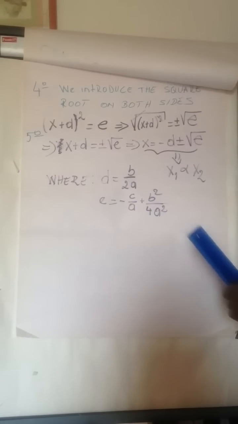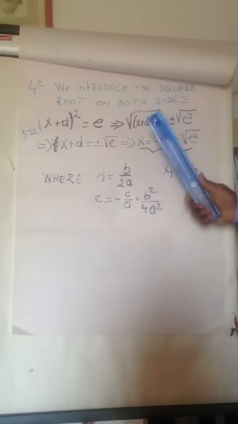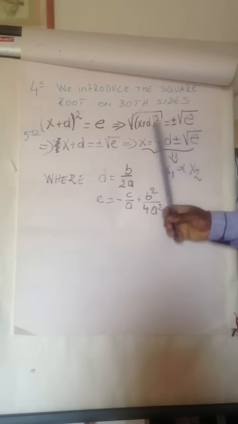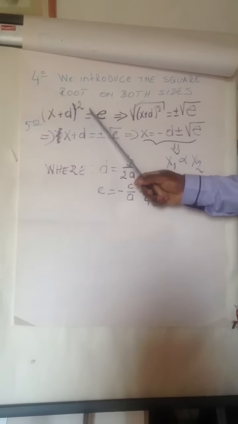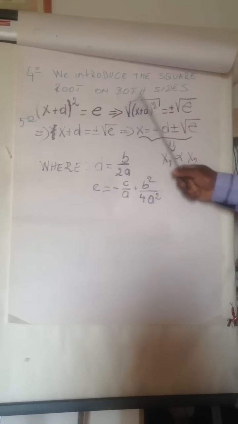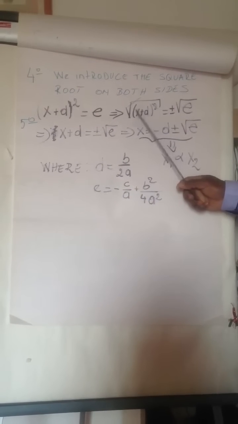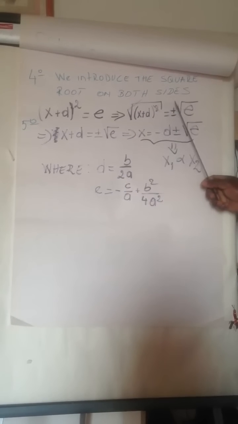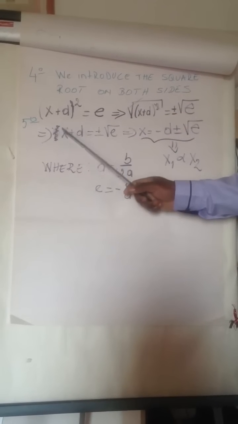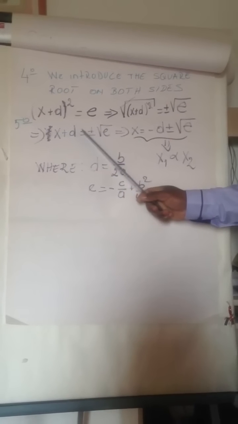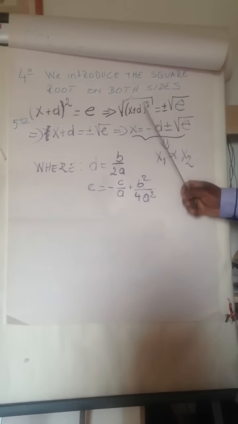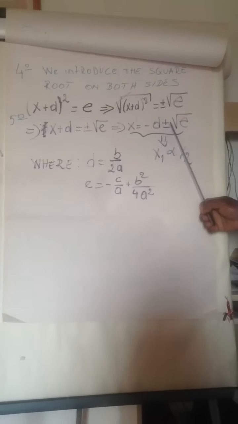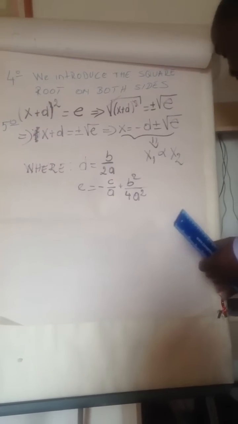So the next step will be introducing the square root, because we need to find the values of x. Then we have (x plus d) both squared is equal to e. Then the square root of (x plus d) both squared is equal to plus or minus the square root of e. Then x plus d will be equal to plus or minus the square root of e. This means that x will be minus d plus or minus the square root of e. And from here we can find the value of x easily.